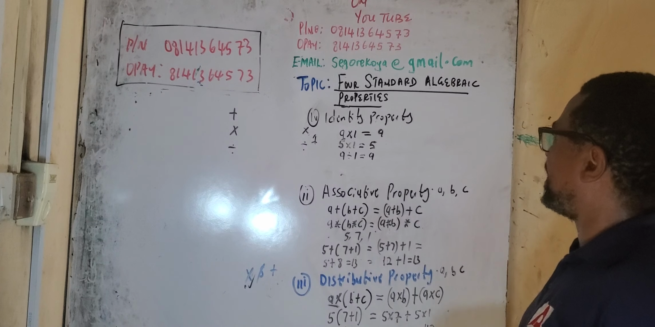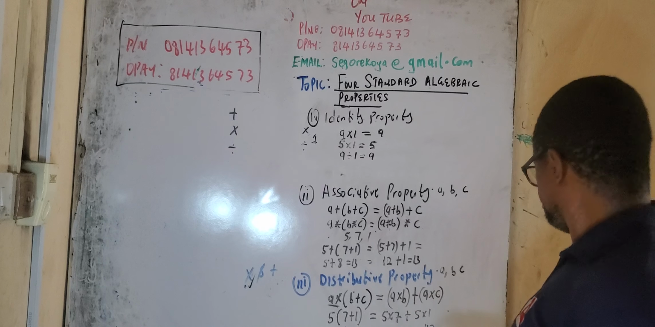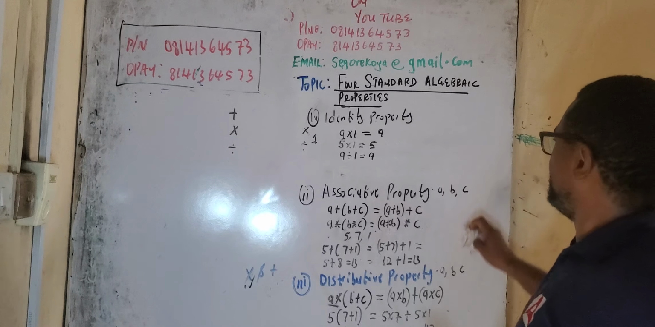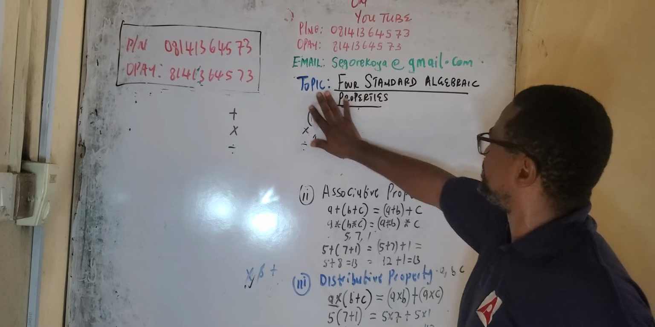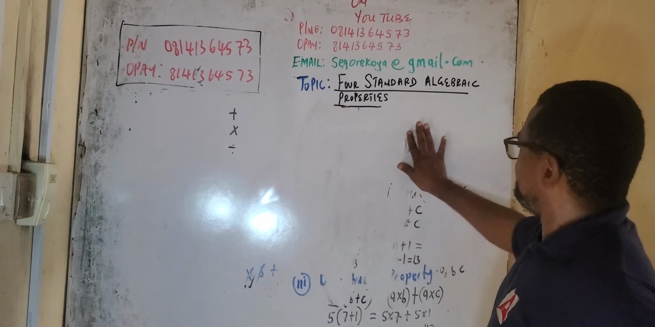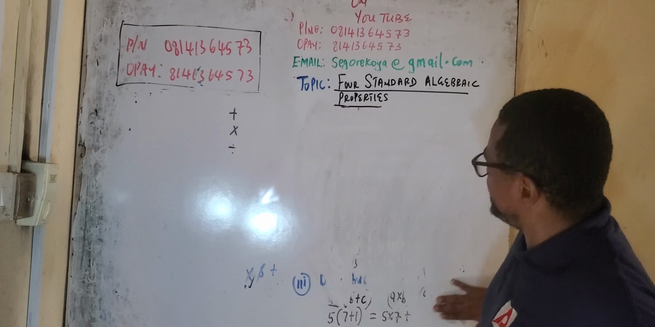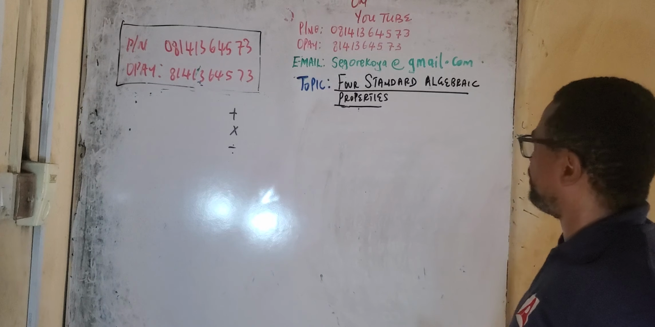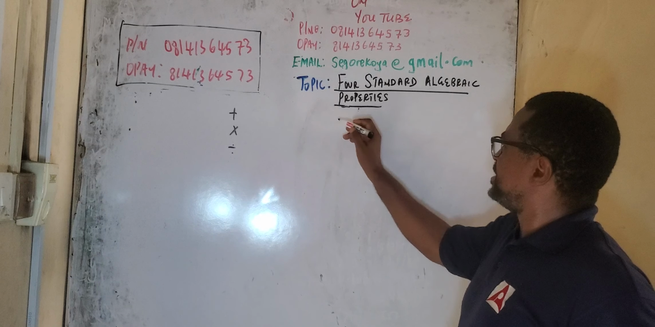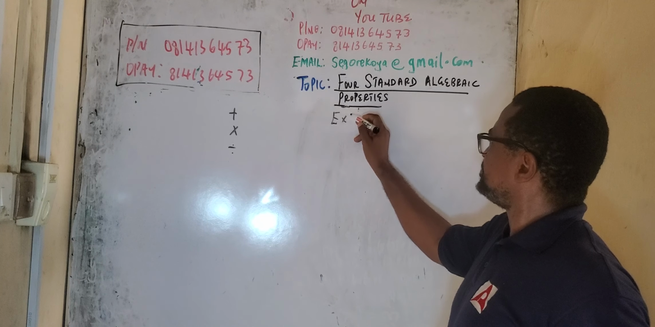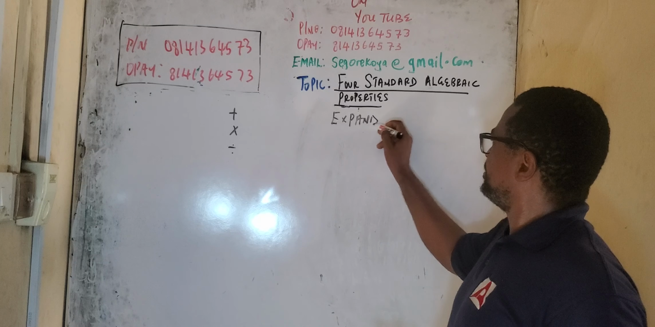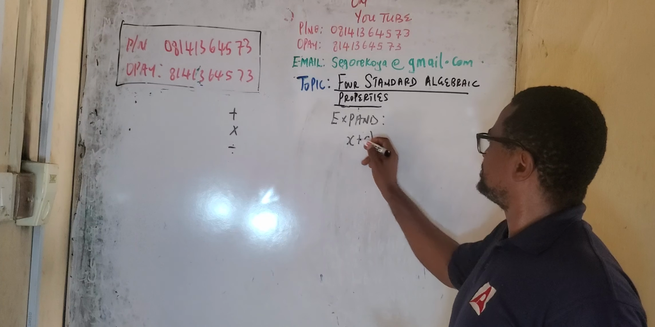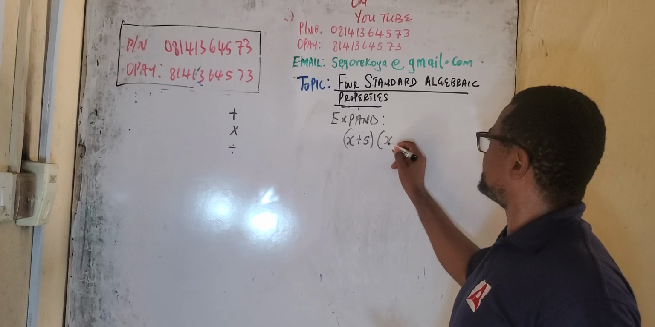So these are the 4 algebraic properties. So now look at this example. I want to take an example that involves the distributive property. Like for instance, if the question says expand this expression, x plus 5 bracket x minus 2.